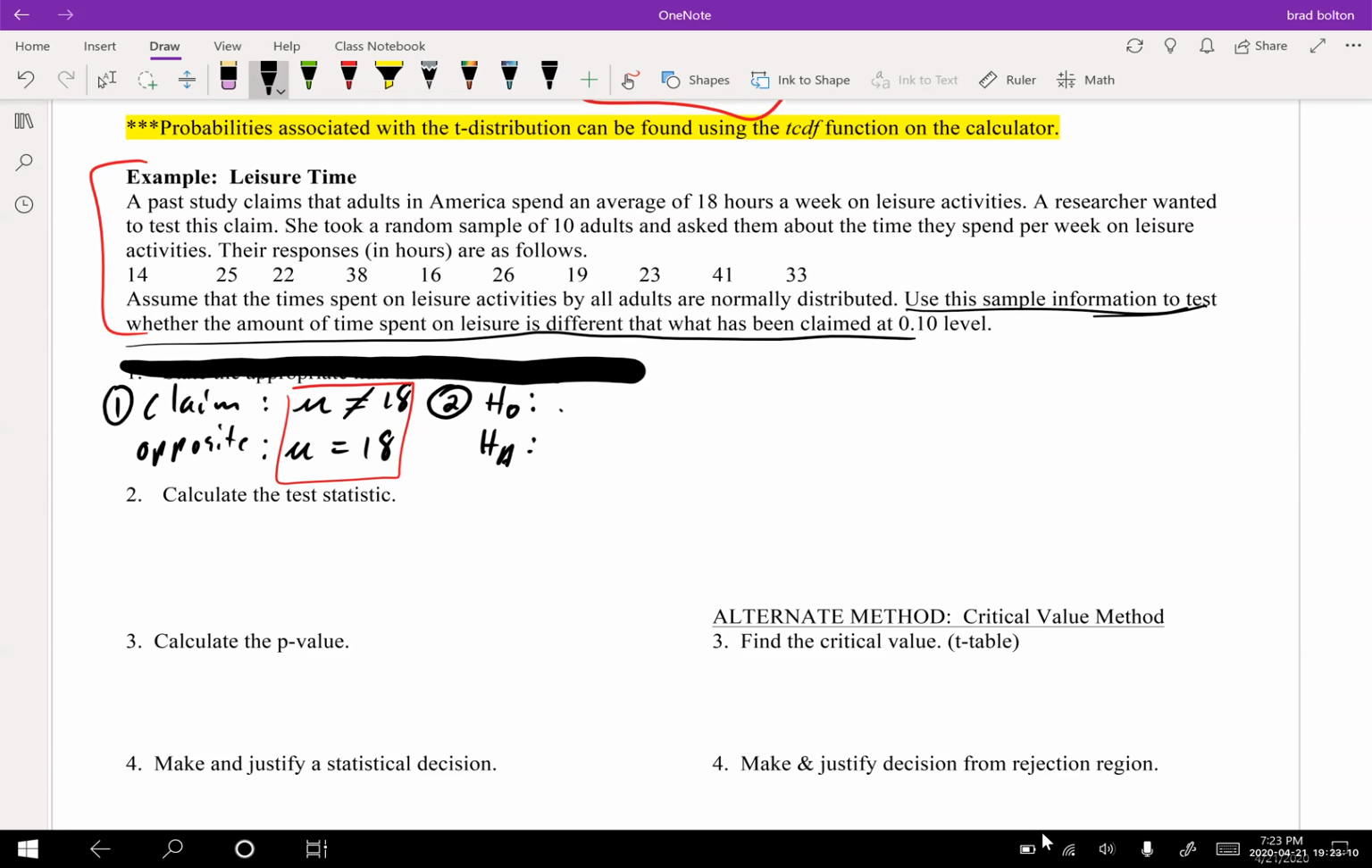Okay, so our null has to be mu equals 18, and the alternate hypothesis must be the other one. So we now have the null and the alternate hypothesis, so I'm feeling pretty good. Now let's go to step 3.